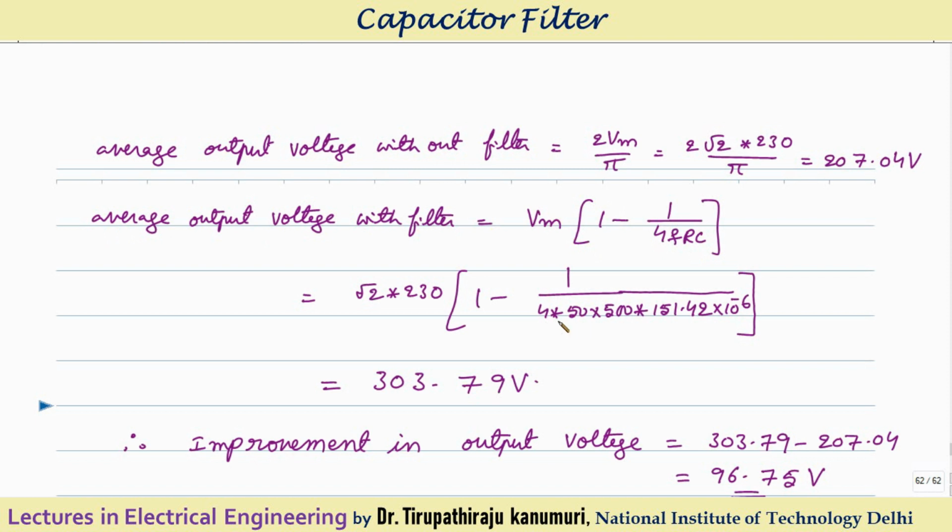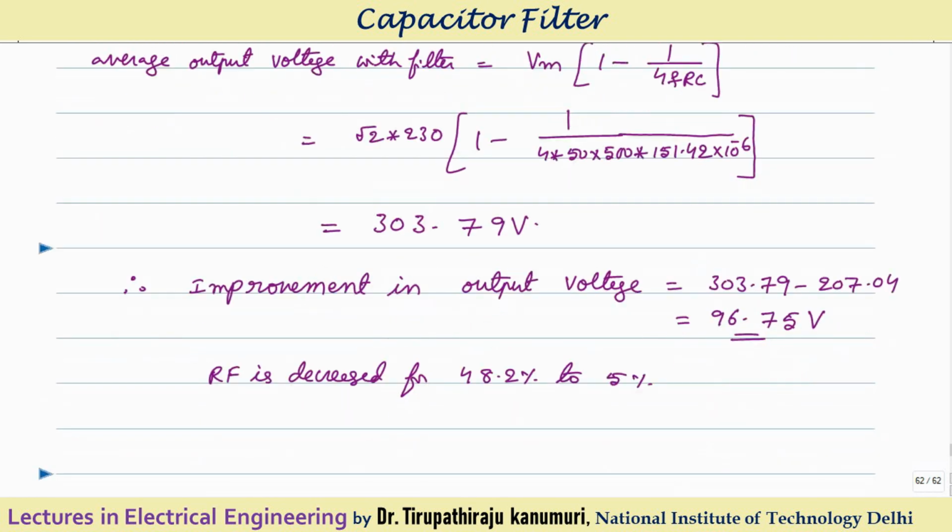So I just substituted 4 into F is 50, R is equal to 500, and the capacitor we have calculated as 151.42 microfarads, and V maximum is root 2 times of 230. So this reaches 303.79. What is the improvement in the output voltage? The output voltage is improved from 207.04 volts to 303.79 volts. So there is an improvement of 96.75 volts.